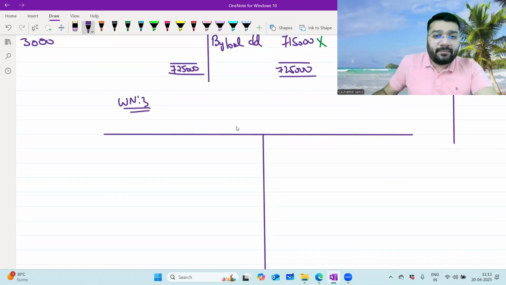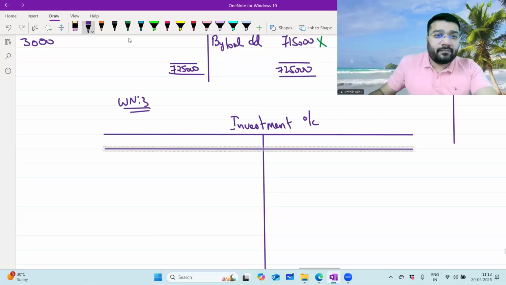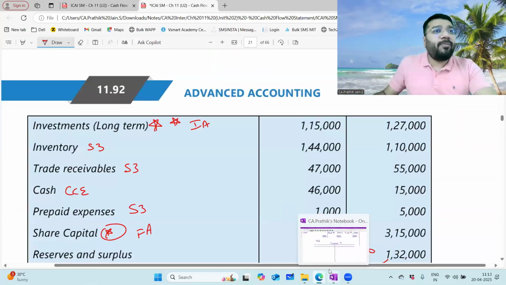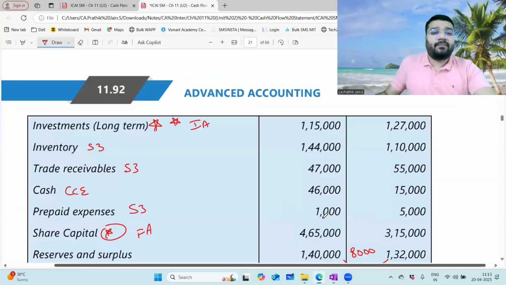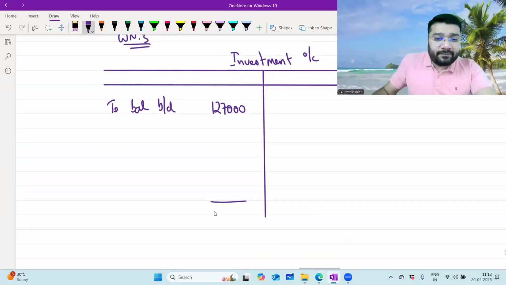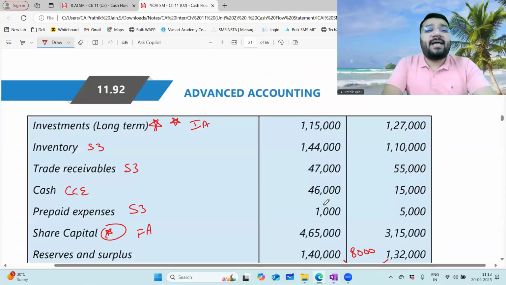Working note number 3. This is investment account. What is the opening balance of the investment? Opening balance 1,27,000. So balance brought down 1,27,000. Closing balance 1,15,000. How many star marks for investment?